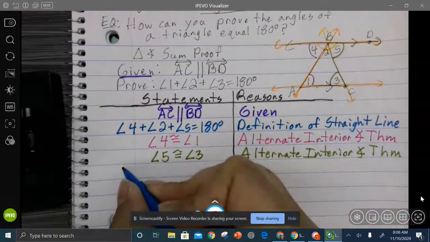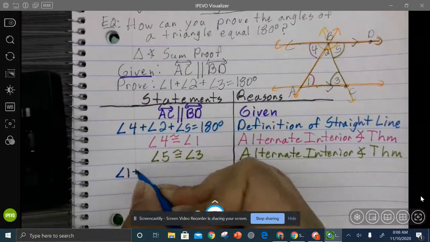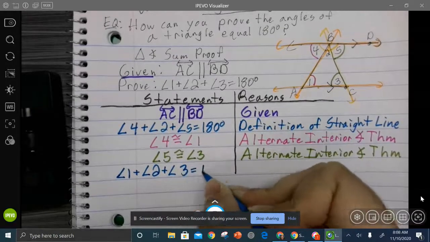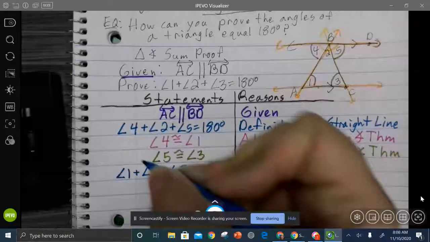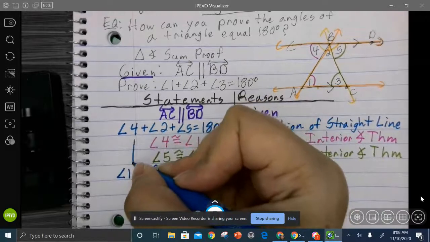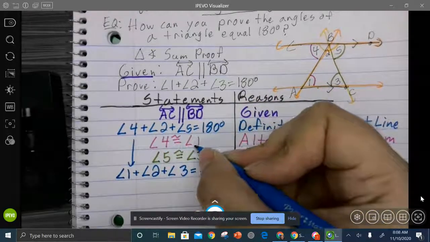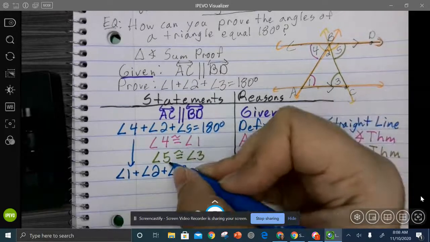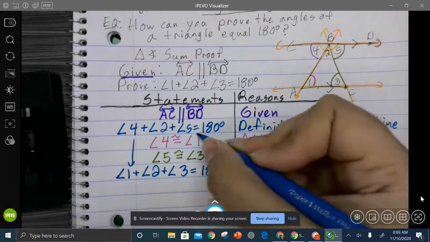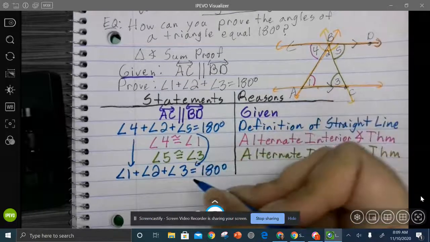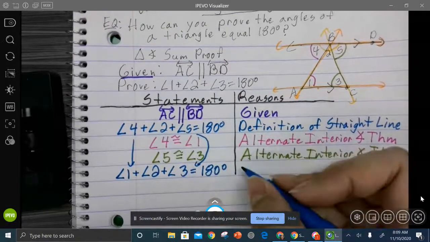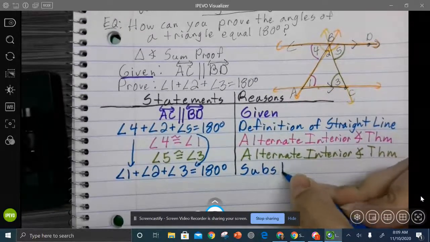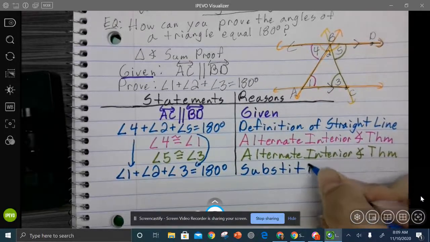And so now we're ready for our last step. So angle 1 plus angle 2 plus angle 3. Okay, so we're substituting in angle 1 for angle 4, because angle 1 is congruent to angle 4, and we're substituting in angle 3 for angle 5, because they are congruent. And so we're using our substitution property of equality.